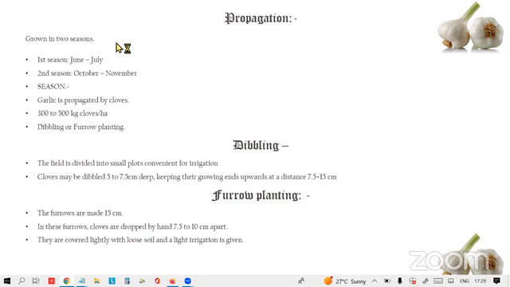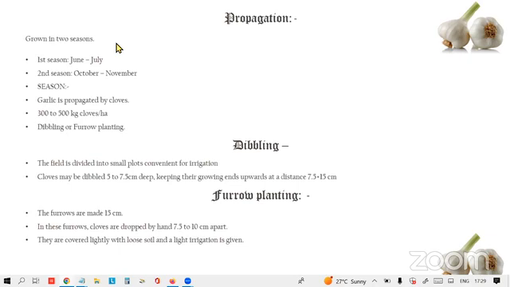Garlic is propagated by cloves. The seed rate is 300 to 500 kgs of cloves per hectare. Dibbling or furrow planting is done, planted in various furrows in order to have the best results. The field is divided into small plots. Dibbling is convenient for irrigation. Cloves may be dibbled at 5 to spacing must be maintained in order to have the desired results.